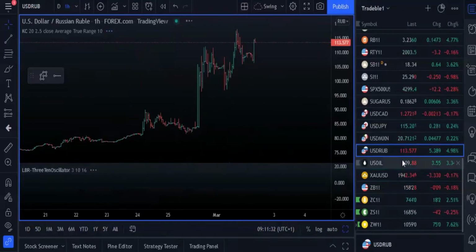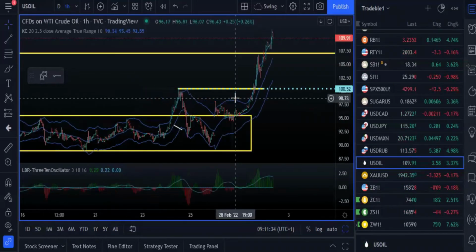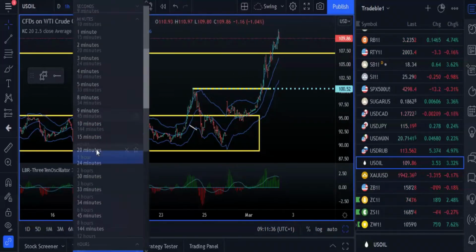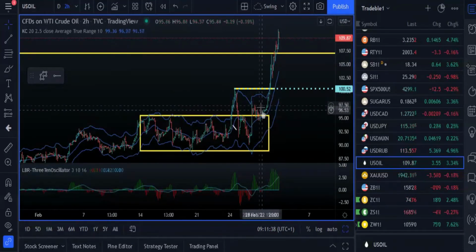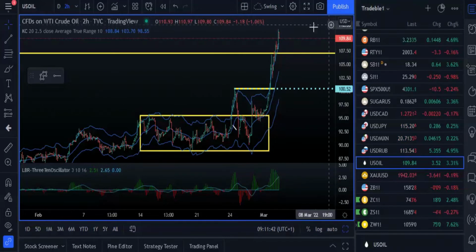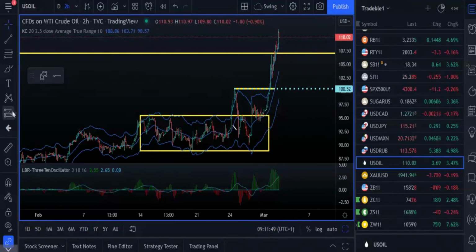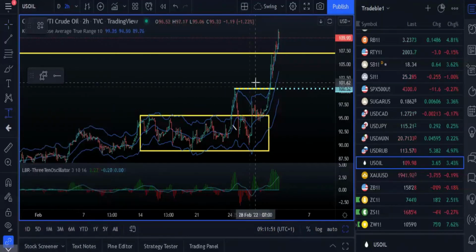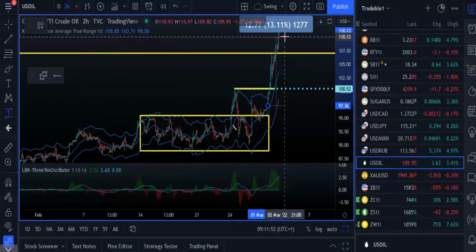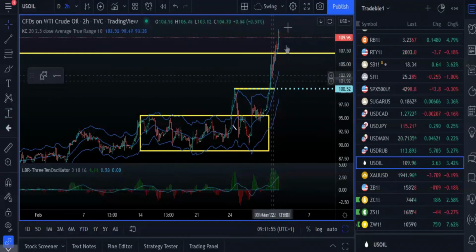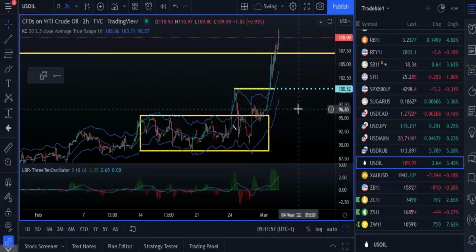Speaking of the crude oil, it was phenomenal. We spotted this bull flag back here, and from that bull flag market went all the way to 111 area. So from 97 to 111 there was such a big upside move, about 13%, or actually 14% move in about 1 day. So that's a huge move.